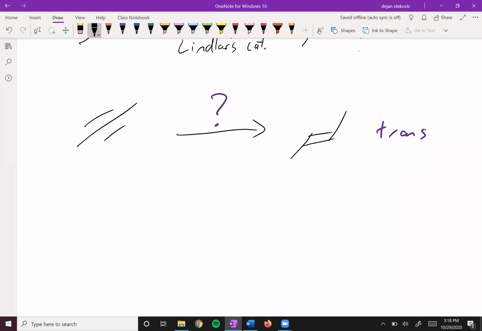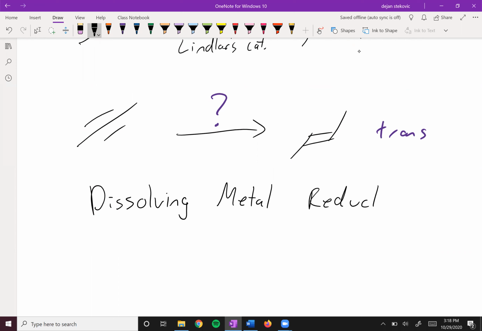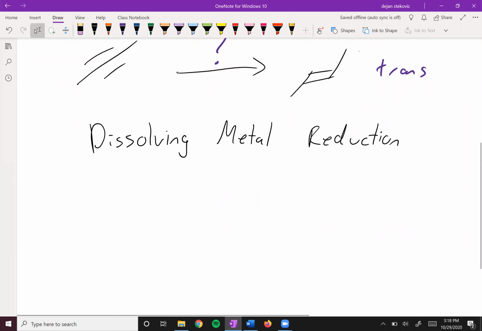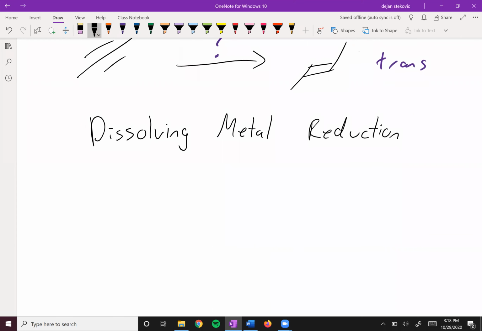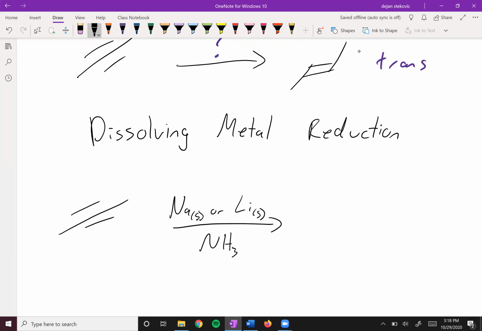And so the way we do this is through what's known as dissolving metal reduction. And it's called dissolving metal reduction because what we do is we dissolve a metal, and that metal goes on and does reduction on our alkyne to make it an alkene. And so we have our alkyne here, and then usually the metals that are used here are sodium metal or lithium metal in liquid ammonia, right?